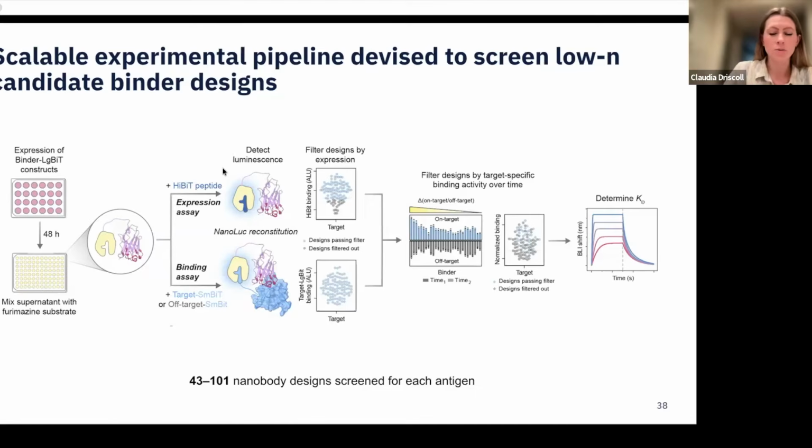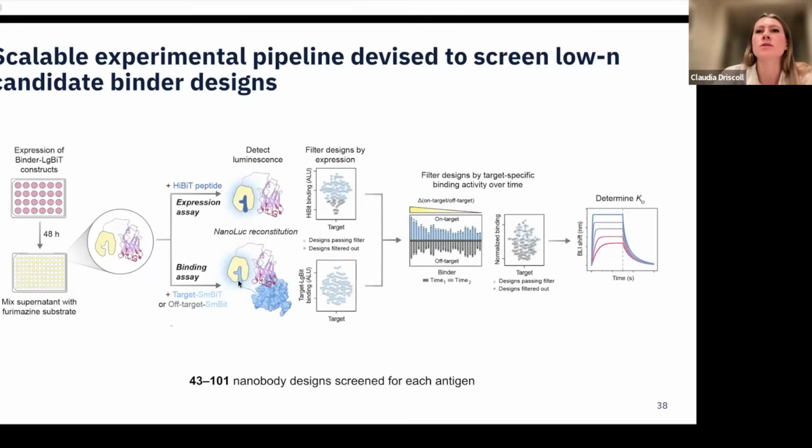Simultaneously, we take the same supernatant and add a version of this peptide which is engineered to have a very, very low affinity. So while high bit binds with low nanomolar affinity to large bit, small bit binds with hundreds of micromolar. So you're only going to get reconstitution of small bit and large bit if you have something dragging the two together. So you have one thing attached to your target, one thing attached to your binder, and they only shine if they are close to each other.